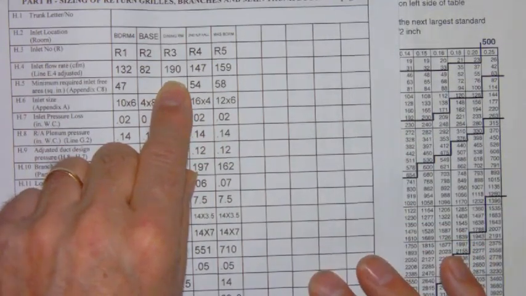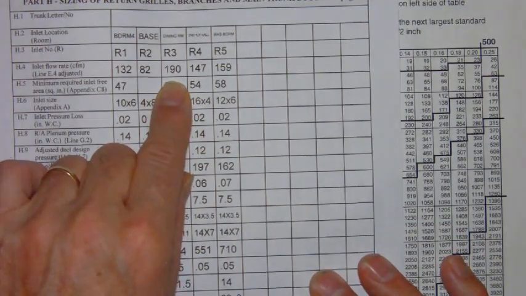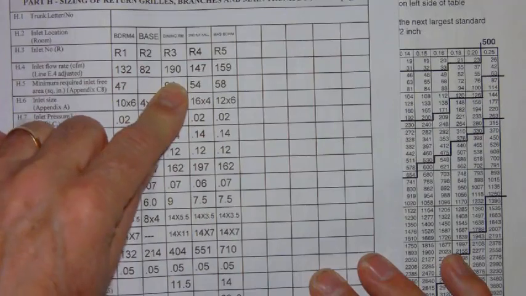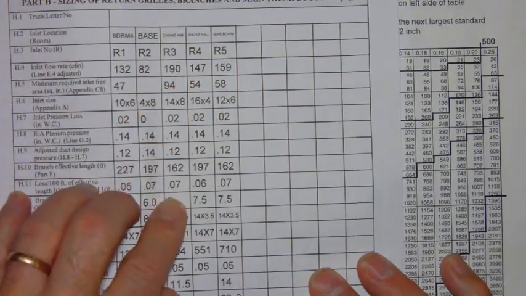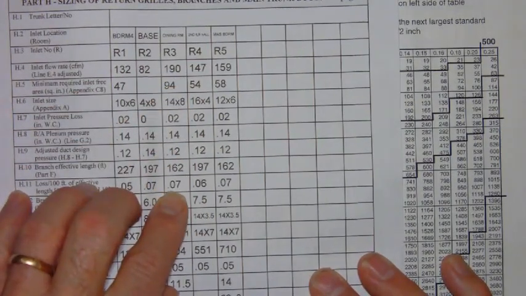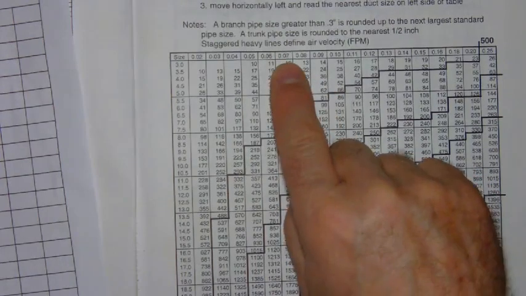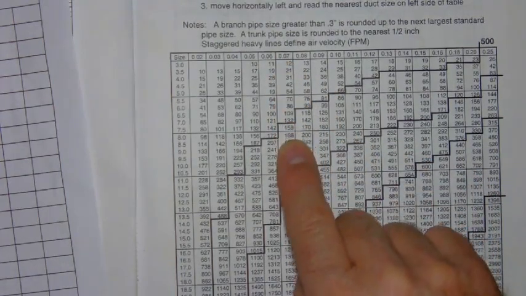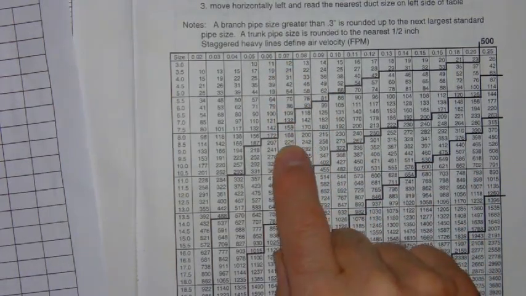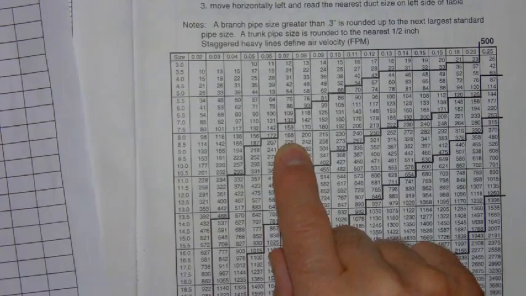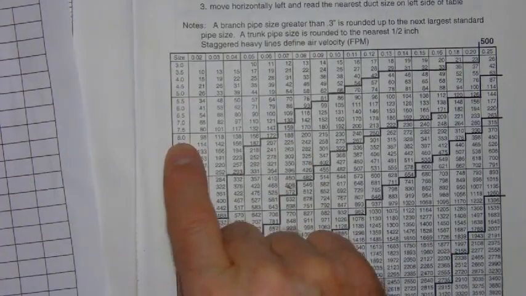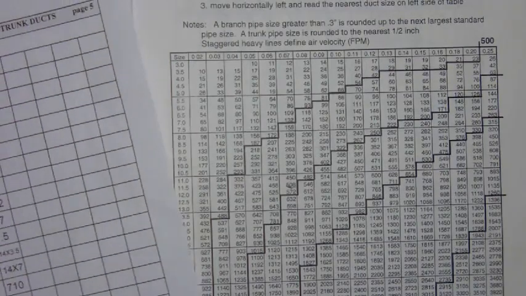So based on 190 CFM and 0.07, we can look at 0.07 and come down and find that we've got 188 CFM right there, and that is equal to an 8-inch round.